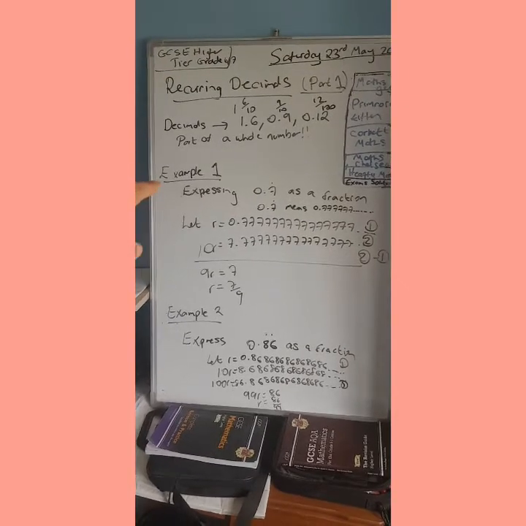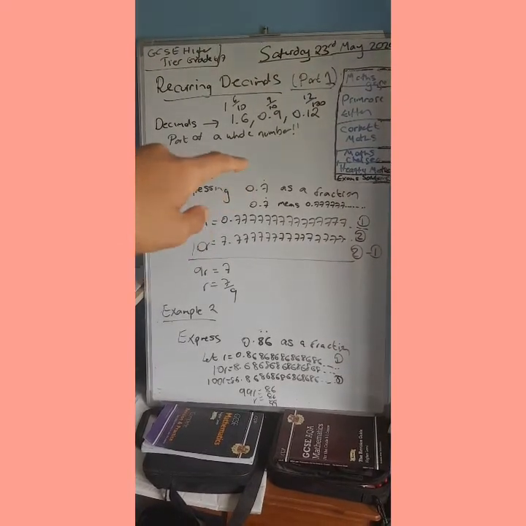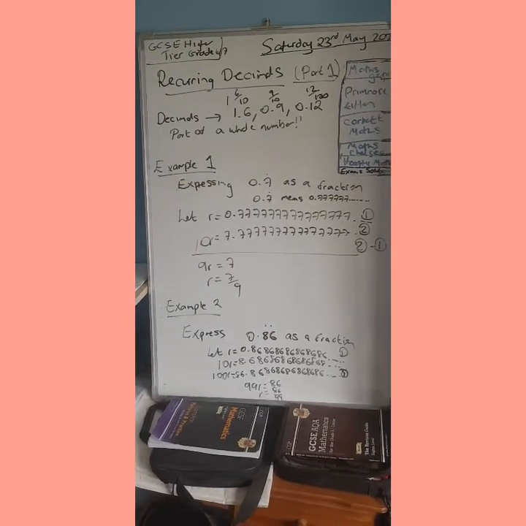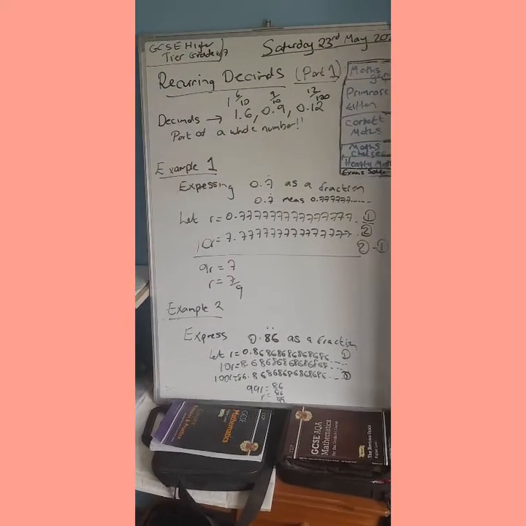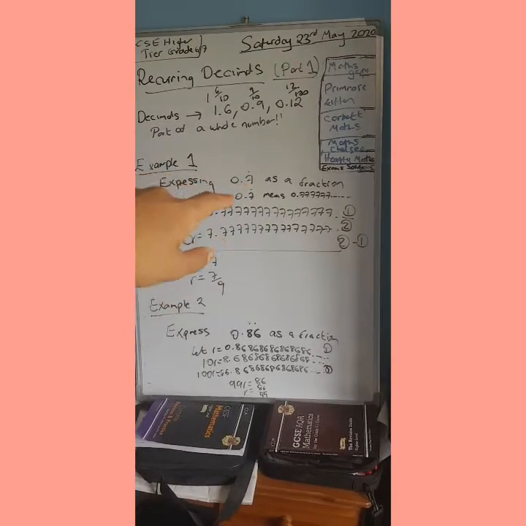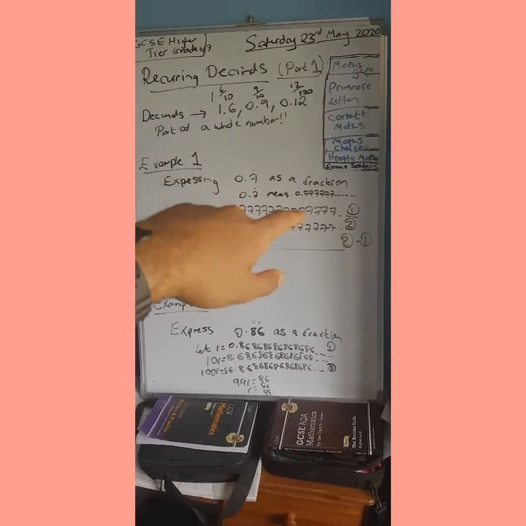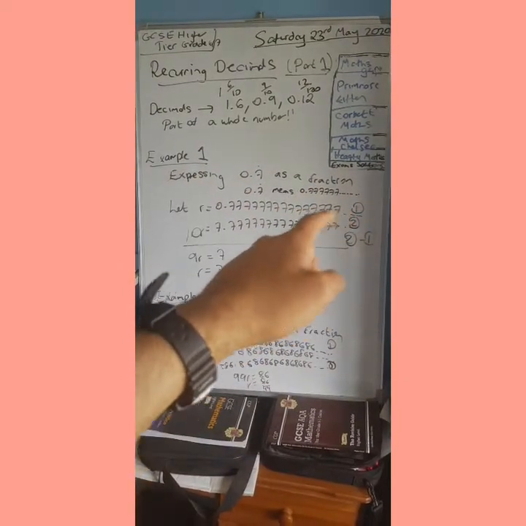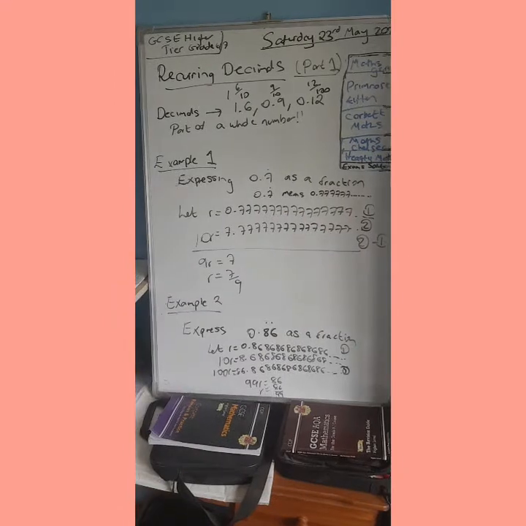Example one, expressing 0.7 recurring as a fraction. I'll talk you through the process and explain how to work it out. So 0.7 with a dot means 0.7777777 and it goes on forever. I've put a dot there, so it goes on forever.